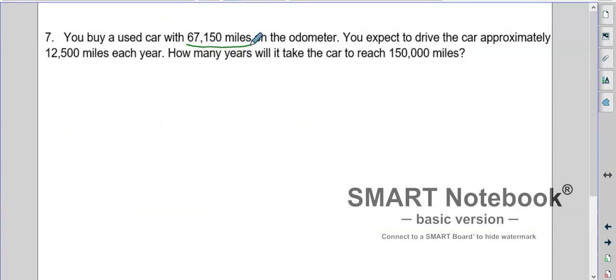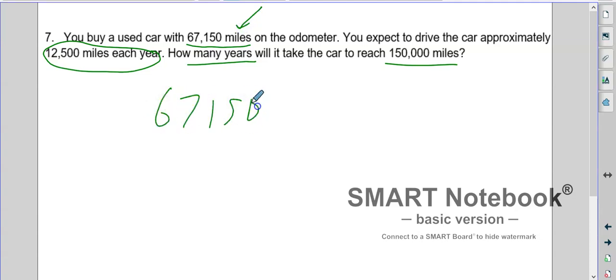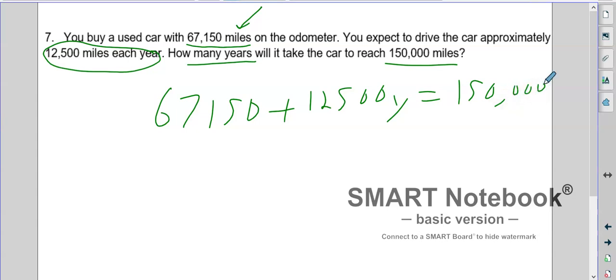You expect to drive the car approximately 12,500 each year. How many years will it take to reach 150,000? Okay. The car already has this set. That's a constant. That's how many miles are on it right now. Now, you're going to increase by 12,500 each year. And they want to know how long until you reach 150,000 miles.